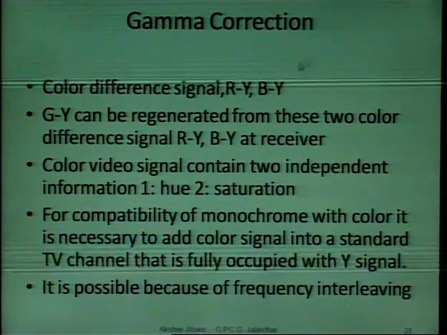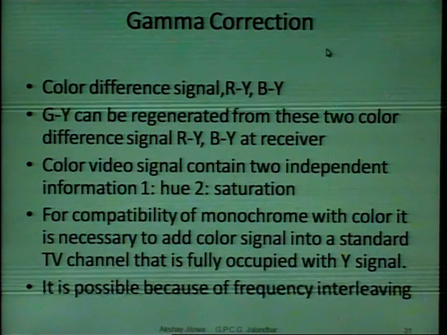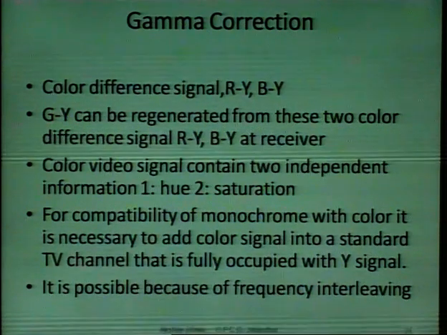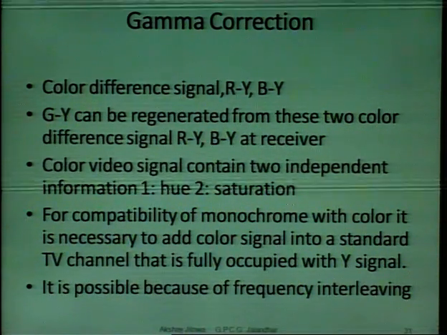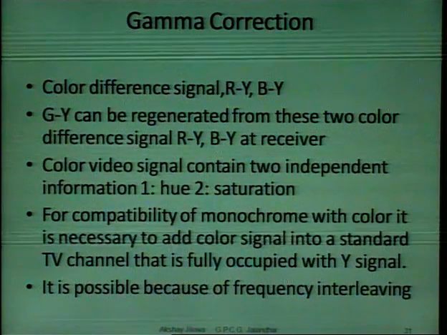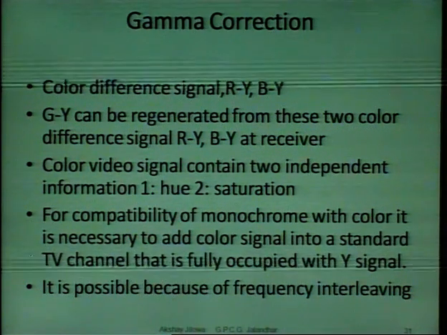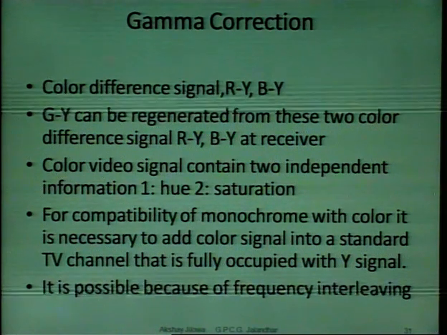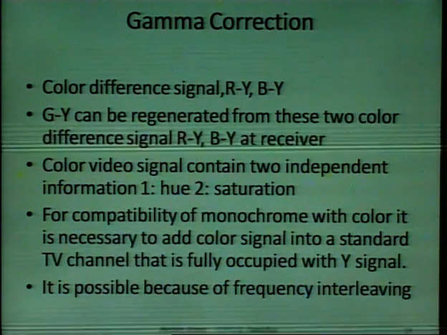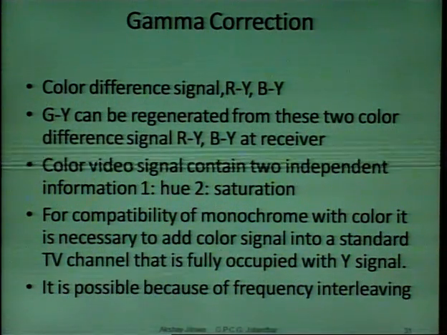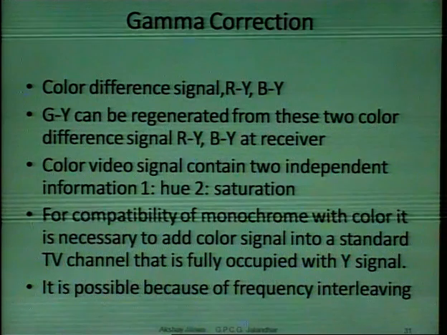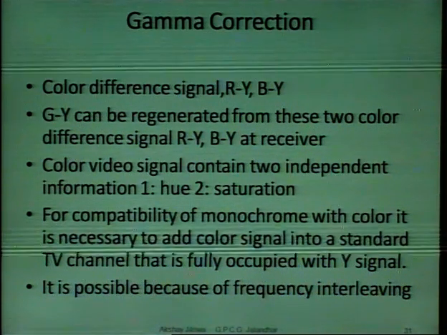Gamma correction, this is very important. Color difference signals R minus Y, B minus Y, G minus Y can be regenerated from the 2 color difference signals R minus Y and B minus Y at the receiver. A color video signal contains 2 independent pieces of information. What are those? One is hue and second is saturation. For compatibility of monochrome with color, it is necessary to add the color signal into the standard TV channel that is fully occupied with the Y signal. It is possible because of frequency interleaving.